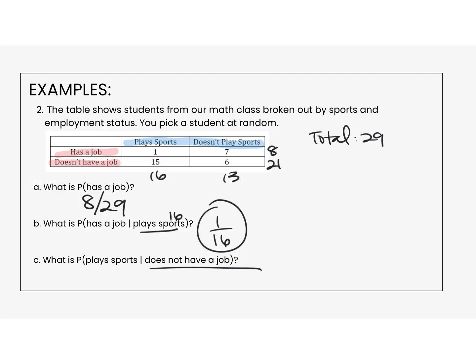So doesn't have a job is 21, and there are 15 of those 21 that play sports. This is the first one we've seen where I can divide both of these by 3. So we need to make sure if we're leaving it as a fraction, we put it in lowest terms. So 5 out of 7.